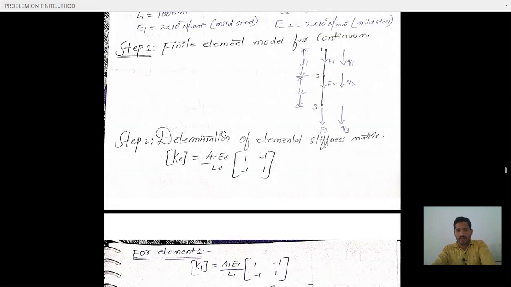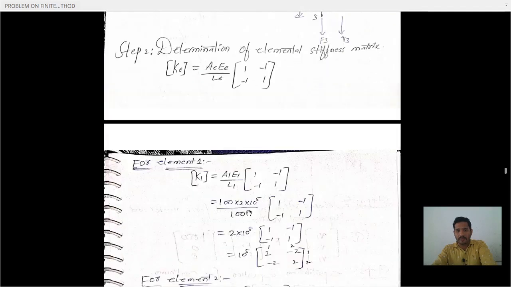After that, the area of the first cross section is given as 100 mm square. The modulus of elasticity of the material is given as 2 into 10 power 5. The length of the first element is given as 100 mm, and the matrix 1 -1 -1 1 remains the same. If you divide the whole component, 100 and 100 will cancel, and the remaining term is 2 into 10 power 5.